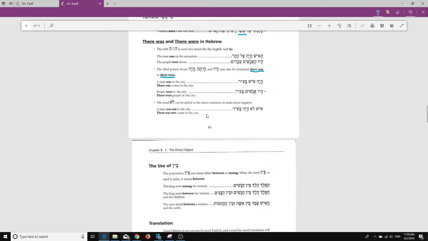Okay? Just like with our other verbs, lo can negate this. So we could say, ish lo haya ba'ir. A man was not in the city. Or we could even say, there was not a man in the city.